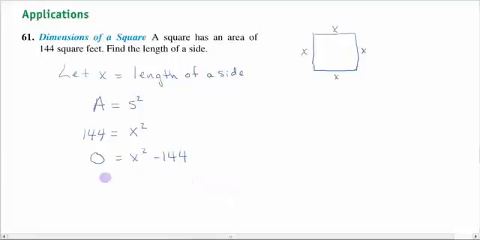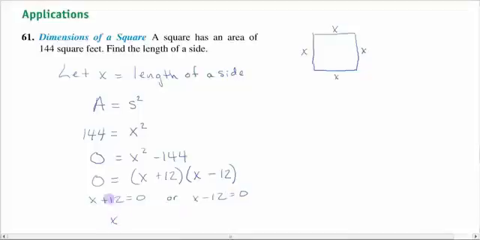And now I need to factor this. So 0 equals, looks like a difference of squares to me, an x and an x, a 12 and a 12, and a plus and a minus. Now we have a product, we have a 0, we have a product, so now we're ready to use the zero product rule. It says x plus 12 equals 0, or x minus 12 equals 0. So here, subtract 12 from both sides, we get x equals negative 12, or add 12 to both sides, we get x equals positive 12.